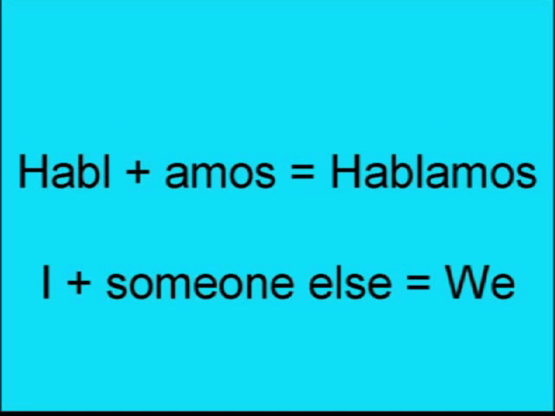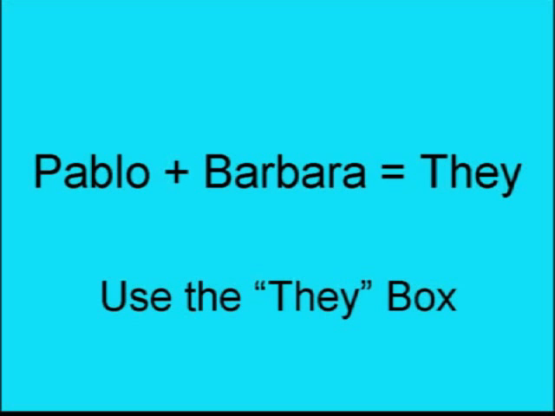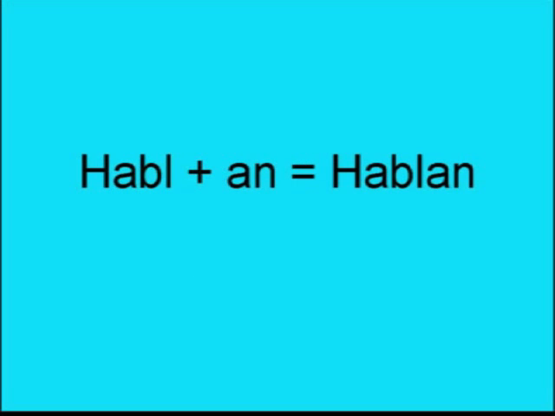To write Jose and I talk to calculators, you would add the ending found in the we box to habl and you would get hablamos, which means we talk. Remember that whenever I say I and someone else, I am really saying we. To write Pablo and Barbara talk to the calculator, use the ending found in the they box. Because if I am talking about Pablo and Barbara, I'm really talking about they. Add the an ending to habl and you get hablan, which means they talk.